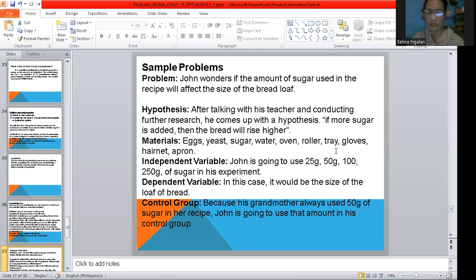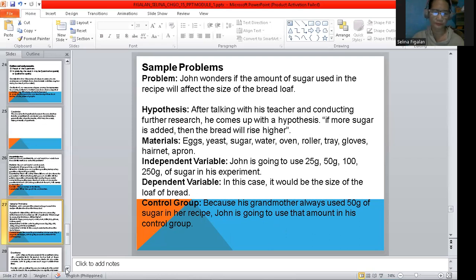Control group. Because his grandmother always used 50 grams of sugar in a recipe, John is going to use that amount in his control group. So, ang control group, dahil ito ang ginagamit, control came from the word control. Okay, dahil ang ginagamit ng kanyang lola ay 50 grams, nandun siya sa independent variables. Pero dahil gusto niyang i-prove na kung gagamit ba ang lola niya ng more than sa 50 grams, mas lalaki ngayon ang size ng kanyang tinapay. So that is what you call the control group. Medyo magulo na siya.